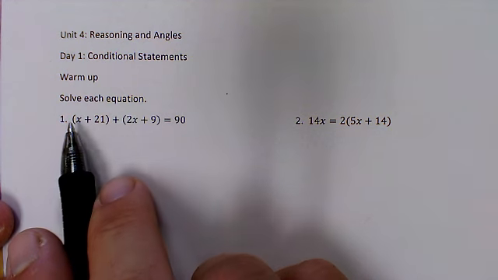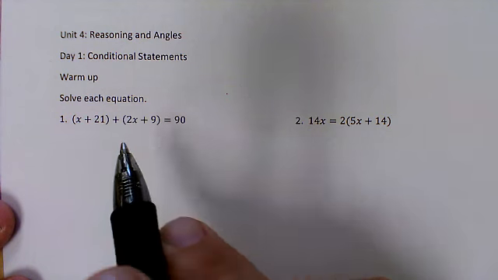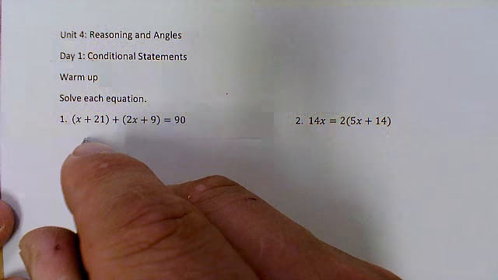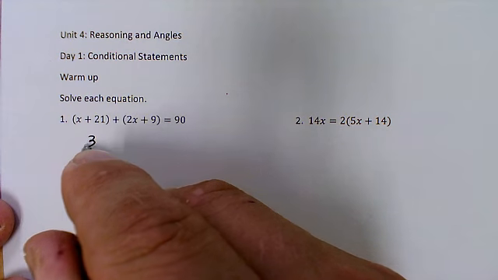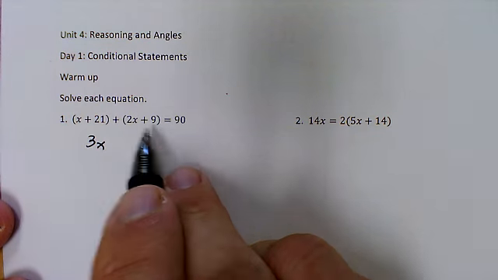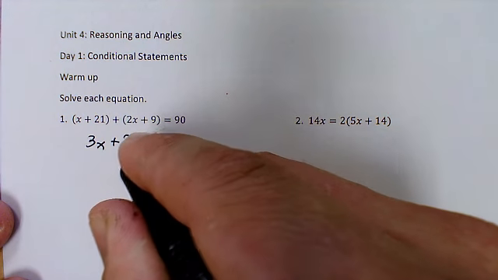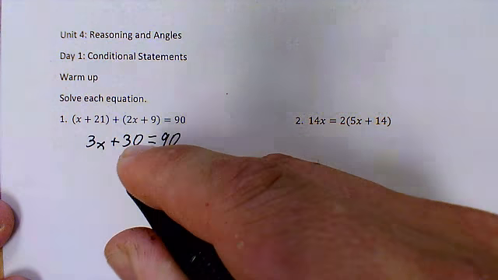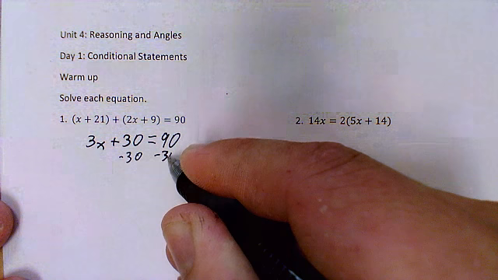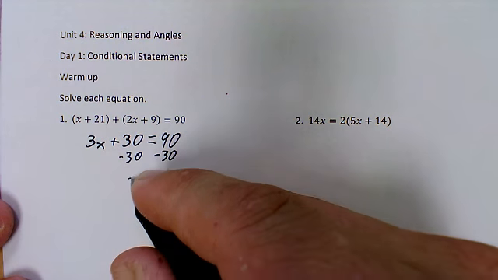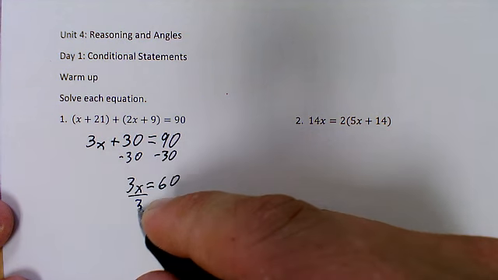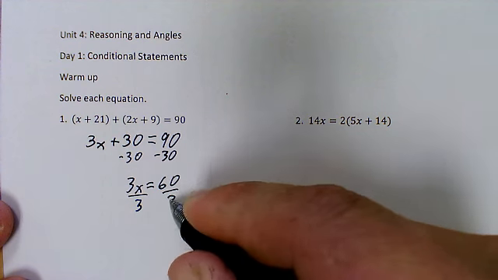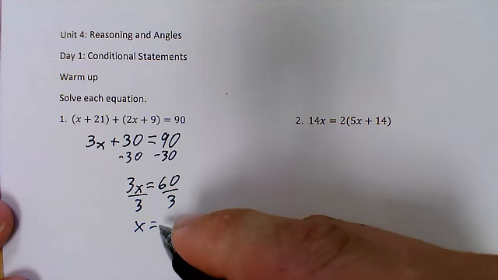So on this first one, there's nothing to distribute on either of these binomials. So I'm going to go ahead and combine my like terms of x and 2x. That's going to make for 3x. 21 plus 9 is going to make for 30. So 3x plus 30 equals 90. Then I'm going to subtract the 30 on both sides. So 3x will equal 60 and divide by 3. So x will equal 20.